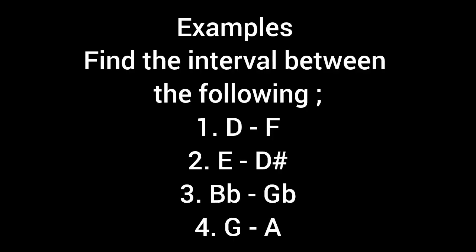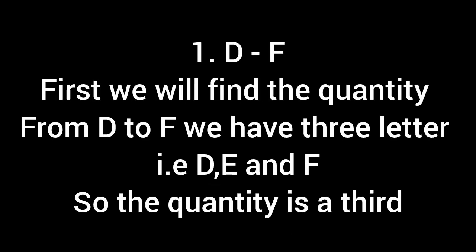Okay, so now let's do some examples on this. We'll do number 1, D to F, number 2, E to D sharp, number 3, B flat to G flat, and then G to A. Okay, so the first one now, D to F. Now the first thing to do is what? Find our what? Quantity. All right, so if we look at it, D to F, the quantity will be 3. Why? Because we have 3 letters involved here.